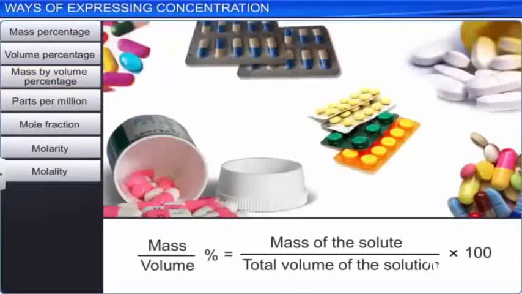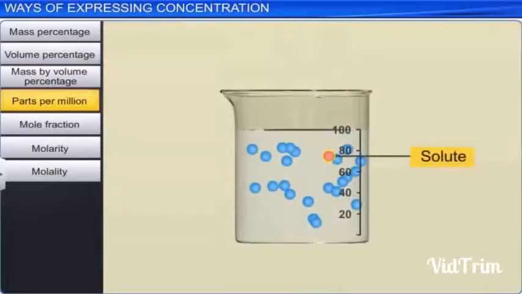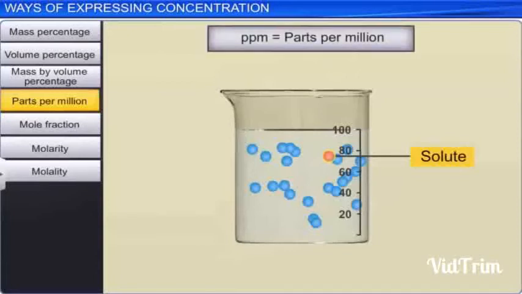When a solute present in a solution is in a very small quantity or trace amounts, then its concentration is expressed in another quantity known as parts per million or ppm. Parts per million, or ppm, is defined as the ratio of parts of the solute to million parts of the solution.